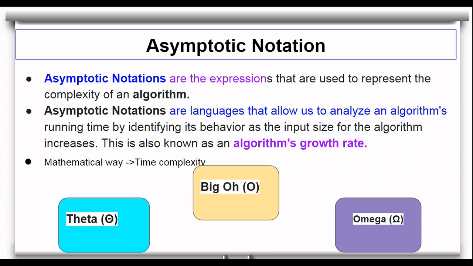What is meant by asymptotic notations? We use different notations to show the time complexity of different algorithms. We use this language that allows us to analyze an algorithm. Actually, it is a mathematical way to calculate the time complexity of an algorithm. In this, we use three notations: big O, theta, and omega notations. We will discuss all these three in detail in the next video.